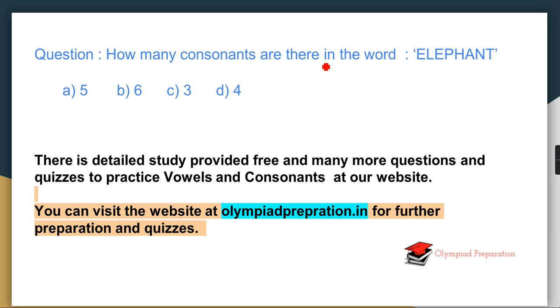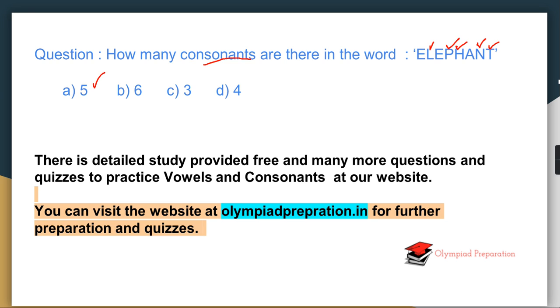Next question, how many consonants are there in the word elephant? So here we have to find consonants. Right? So you can see E is a vowel, L is a consonant, then again E is a vowel, P is a consonant, H is a consonant, A is a vowel, N is a consonant, T is a consonant. So total 1, 2, 3, 4, 5 consonants are there in the word elephant. So the right answer is 5.